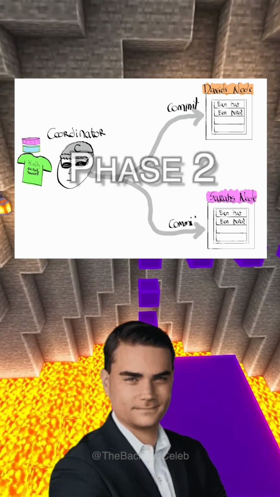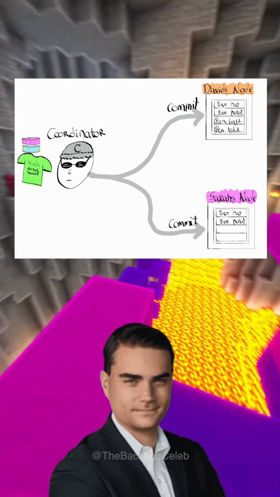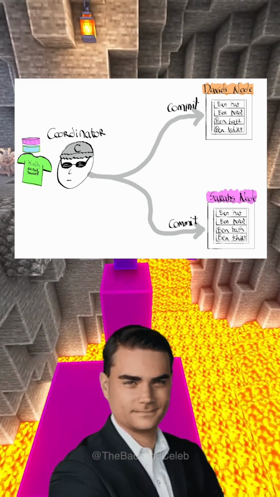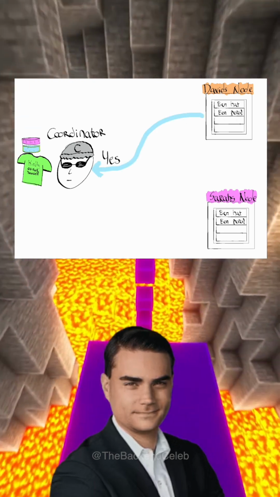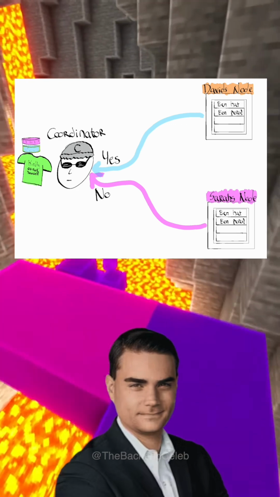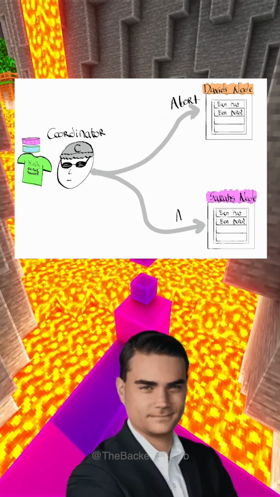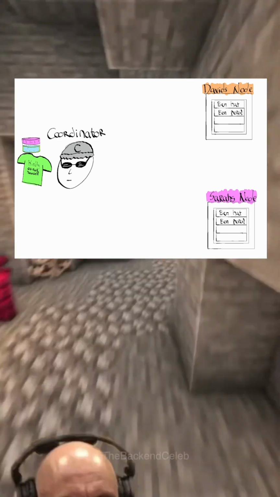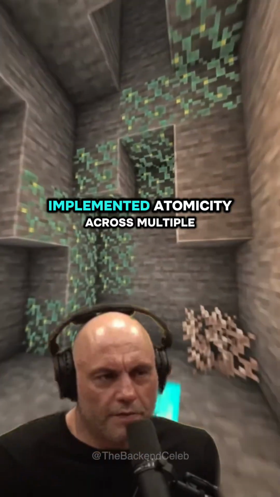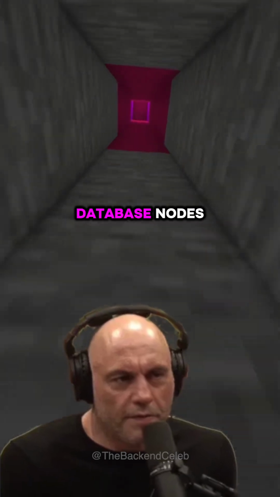If it received yes from both David and Sarah, it then sends out a commit request. This is phase two. The two nodes are then required to successfully process and commit the original transaction. But if the coordinator receives a response of yes from David but no from Sarah, it then sends out an abort request. The two nodes take no action and the transaction is not committed. Oh, okay, so we have successfully implemented atomicity across multiple database nodes.